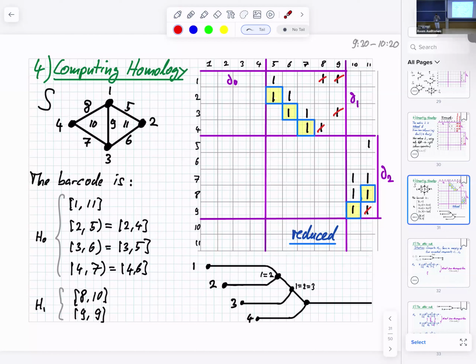And the barcode. In reduced matrices, these positions you call the pivot positions, right? They will tell you what the barcode is.